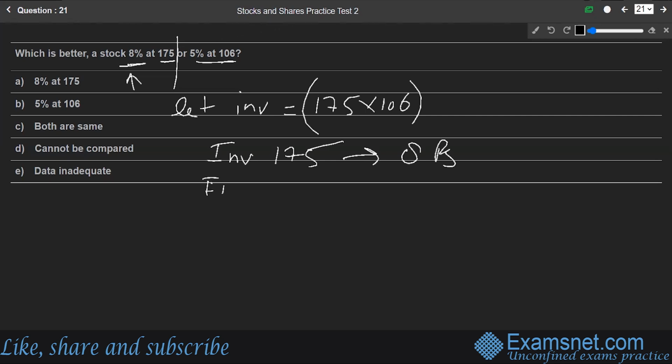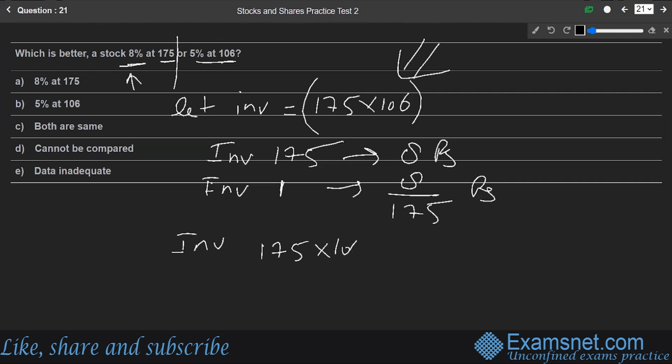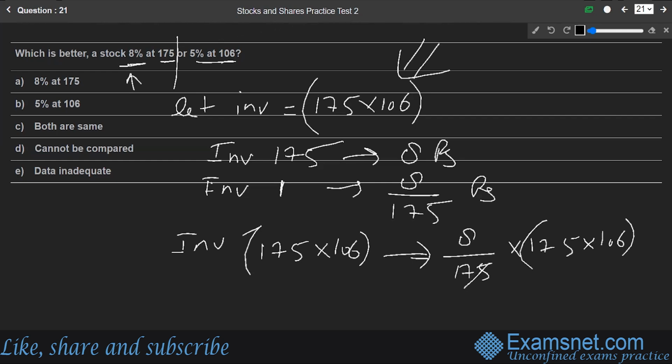So if you invest 1 rupee, then how much will be the income? It is obviously going to be 8 by 175 rupees. This is a simple unitary method. How much is your total investment? Total investment is this much. So if we go with the unitary method, investment of 175 into 106 will fetch how much income? That will be clearly multiplying it by the same thing, 8 by 175 into 175 into 106. Clearly we'll have to multiply. If we multiply this, we can get to the final value, that is 8 by 175 into 175 into 106.